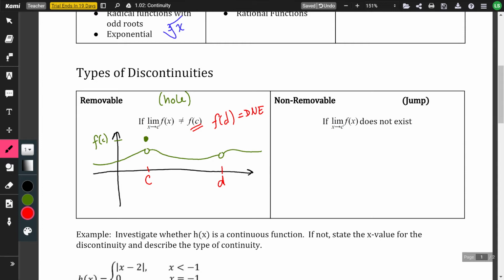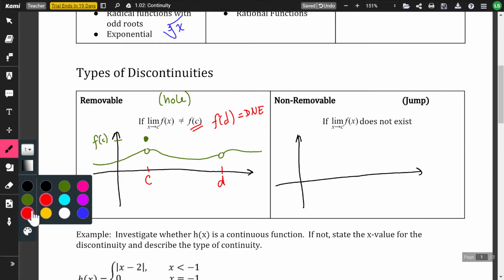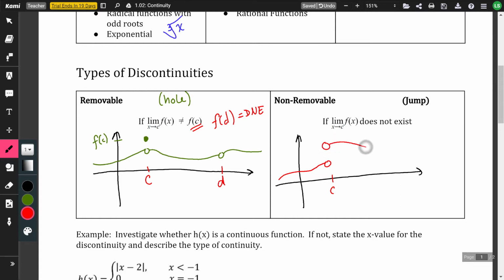For a non-removable discontinuity, your limit will not exist. So again, we're going to talk about x is equal to c. At x equals c, even if I fill this point in down here and I have an f of c, because the limit does not exist as we approach c from both sides.